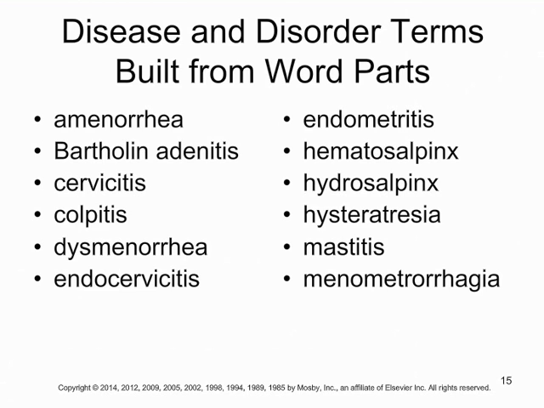Mastitis is inflammation of the mammary gland or the breast. Menometrorrhagia. Rhagia is different as a suffix than rhea. Rhea is just a flow or discharge, whereas rhagia means you have a rapid flow. So it's kind of above and beyond.